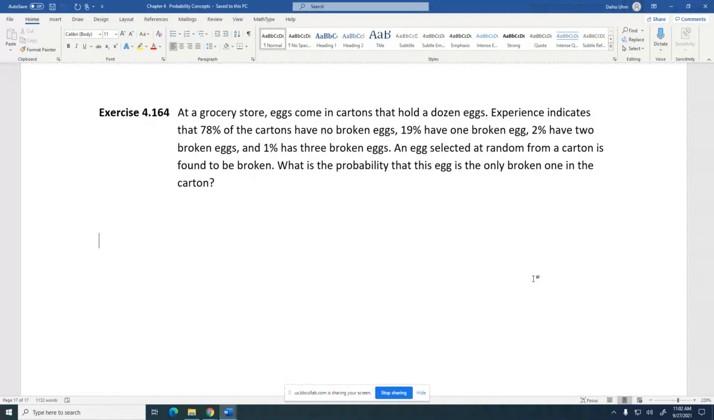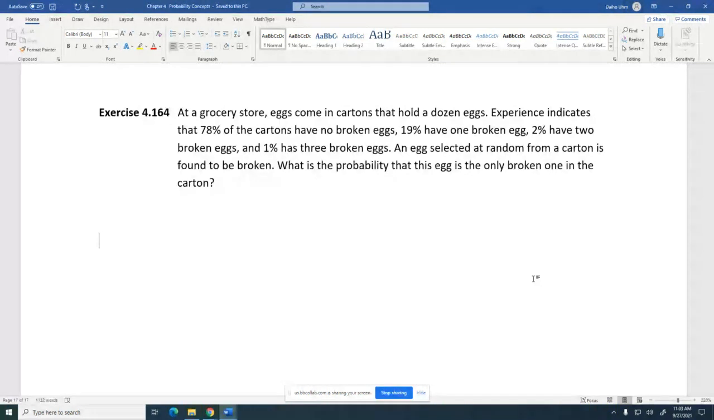Yes, 78%, in the refrigerator, no broken egg. Good one. But sometimes we have one broken egg in the carton, in the box, 19%. One of them is broken. 2%, sometimes two broken eggs. Let us consider it's up to 3. It's 1%, three broken eggs.